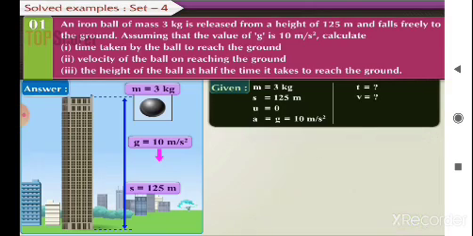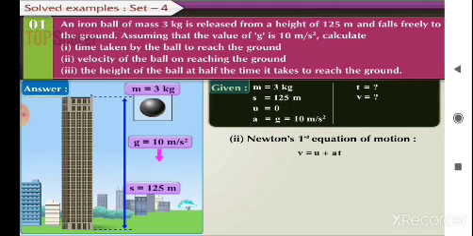Now calculate the second, the velocity of the ball on reaching the ground. We have to find v. To find v, we use Newton's first equation of motion, which is v is equal to u plus at.